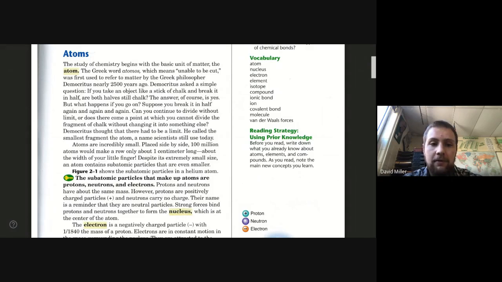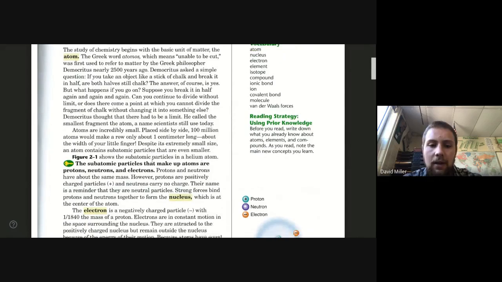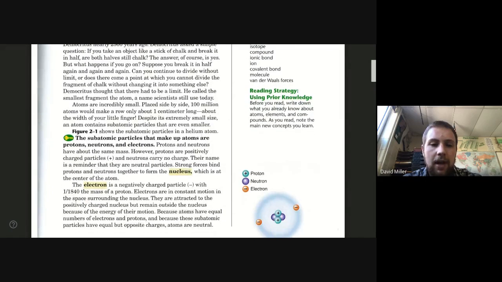But what happens if you go on? Suppose you break it in half again, and again, and again. Can you continue to divide without limit? Or does there come a point at which you cannot divide the fragment of chalk without changing it into something else? Democritus thought there had to be a limit. He called the smallest fragment the atom, a name scientists still use today.